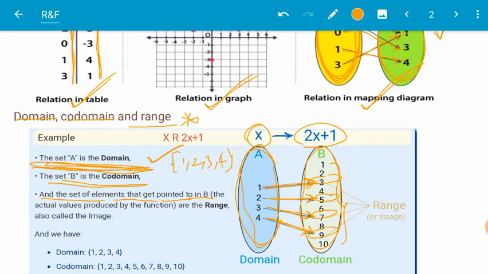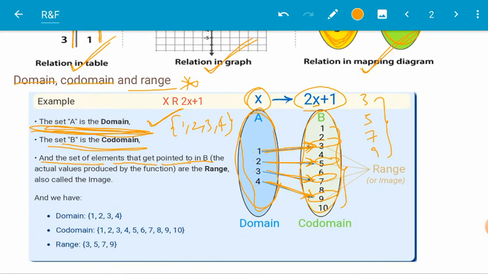If you put 1 in place of x, you will get 3. If you put 2, 5 will come. If you put 3 here, 7 will come. If you put 4 here, 9 will come. These 4 only are coming, these 4 elements only are mapped. So these 4, if you write in set notation, it is called range.